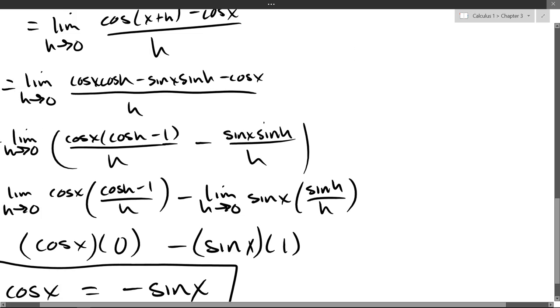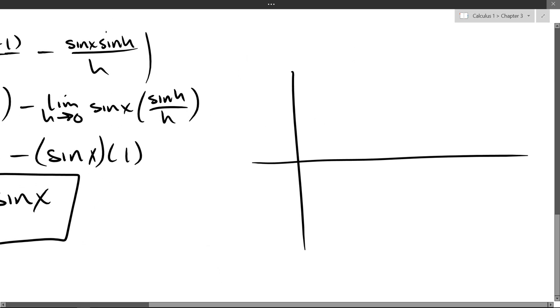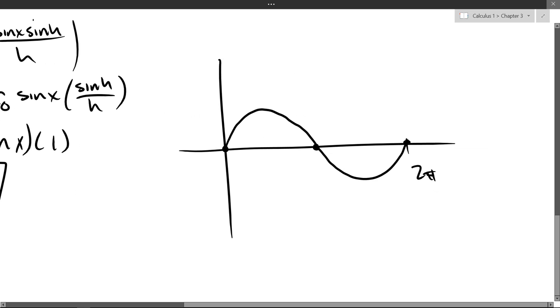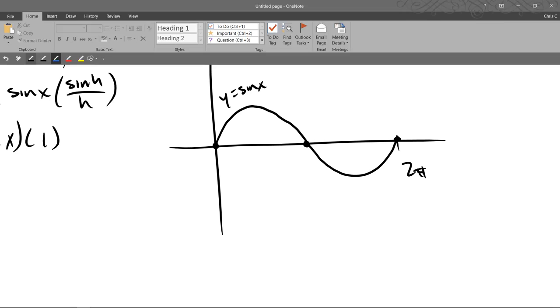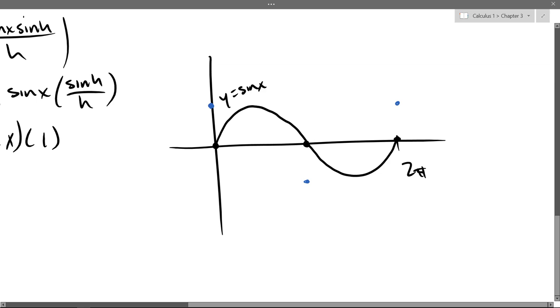And let's graph sine and cosine. I'm just going to go one period for each, from 0 to 2 pi. I'll start out with the sine function. Then I'll do cosine and let me label this. Cosine is going to be in blue: starts at 1, ends at 1, negative 1 in between, with two x-intercepts.